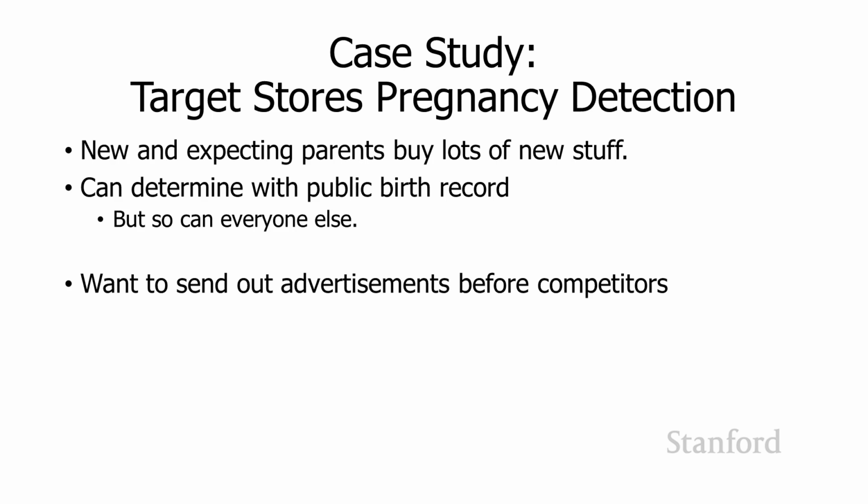Now, as far as pregnancy and childbirth go, there are official public birth records, but everybody has access to them. And so if you wait for the public birth records to come out, you're going to be bombarding these parents with advertisements at the exact same time as everybody else is going to bombard them with information. And so Target wanted a way to get a jump on their competitors and discover when people were pregnant before their competitors were able to from the public birth records.